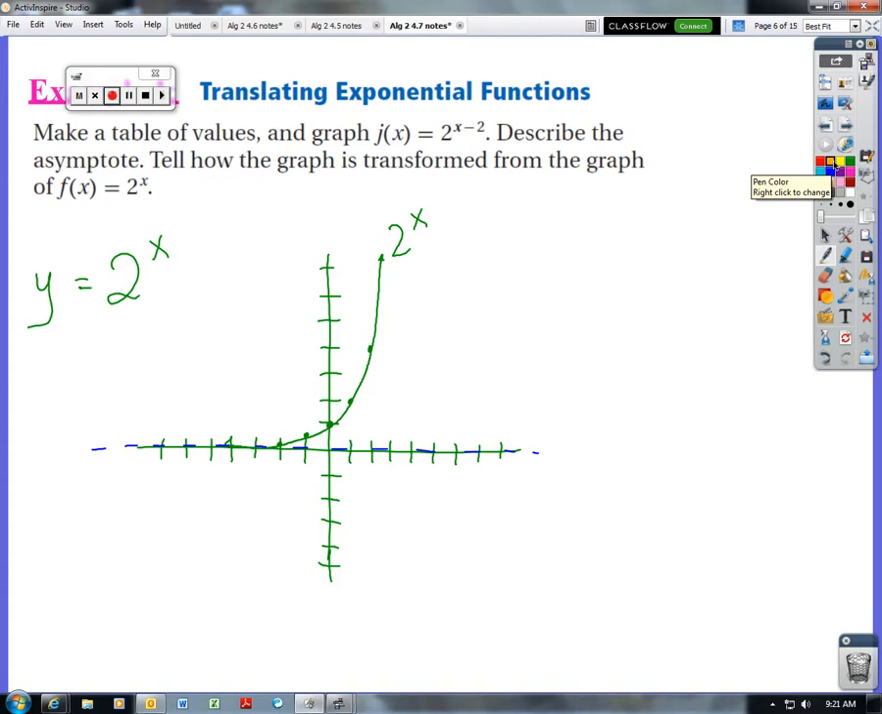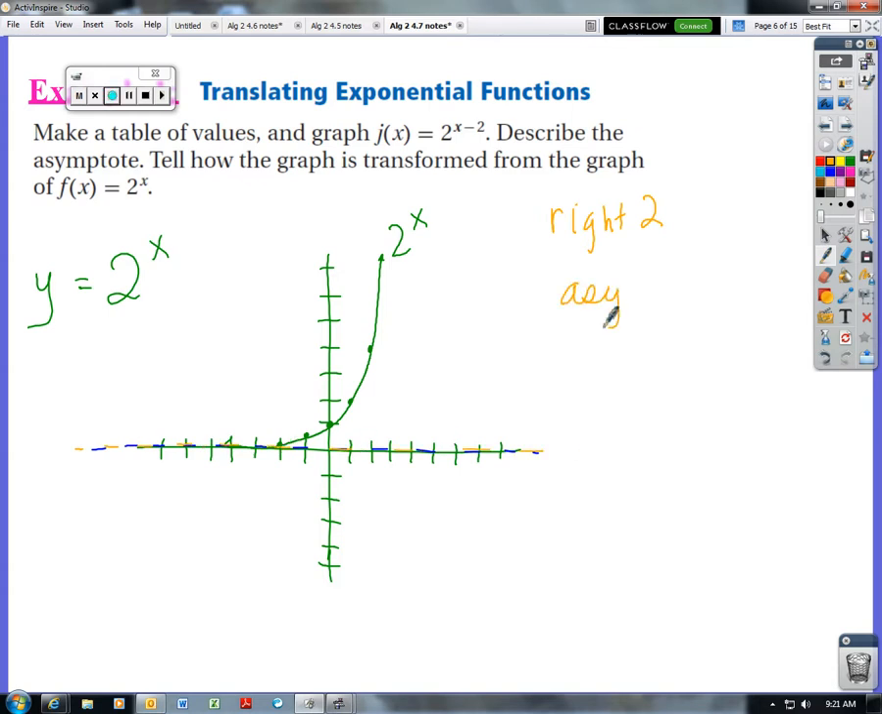Describe how the graph is transformed. So j of x, so I've got 2 to the x minus 2. The minus 2 is with the x, so I know that's going to be a horizontal shift, and it's going to be in the opposite direction of the sign. So since it's minus 2, it's actually going to be to the right 2. So my asymptote is going to move right 2, but it's not moving up and down. So the asymptote's going to be the same. It's not going to change. If you move your asymptote right 2 and it's a horizontal line, it's not going to go anywhere. So the asymptote stays the same.